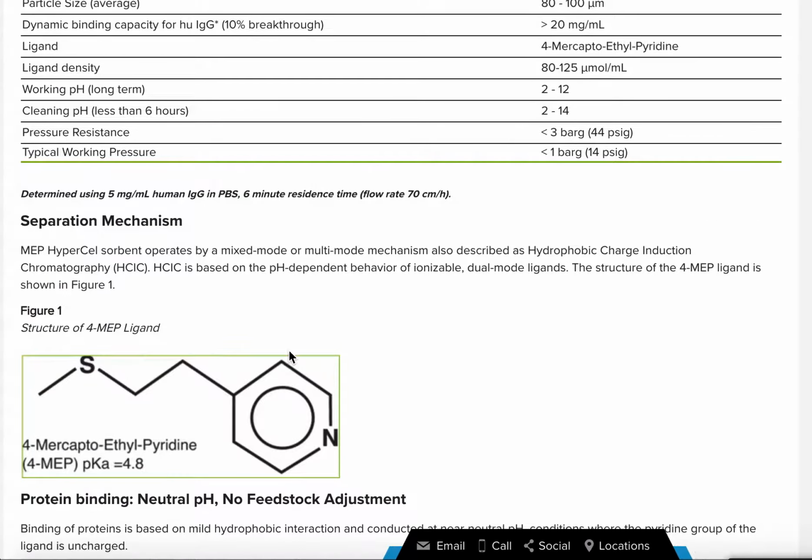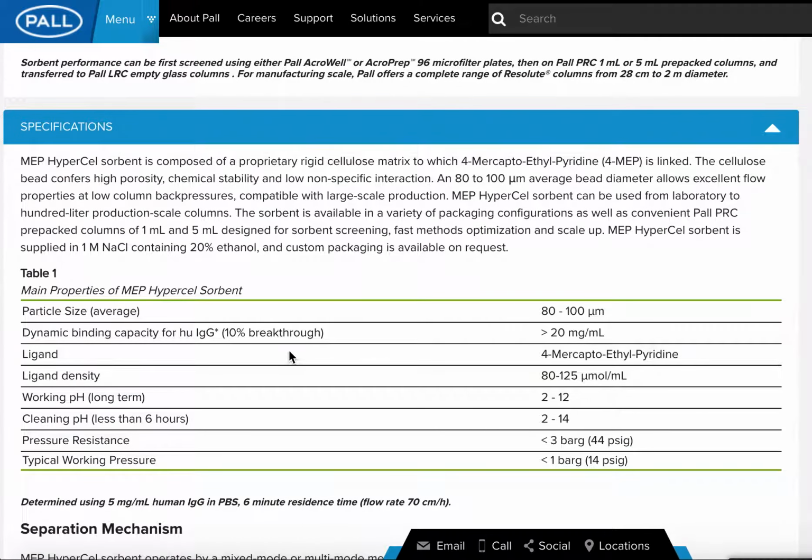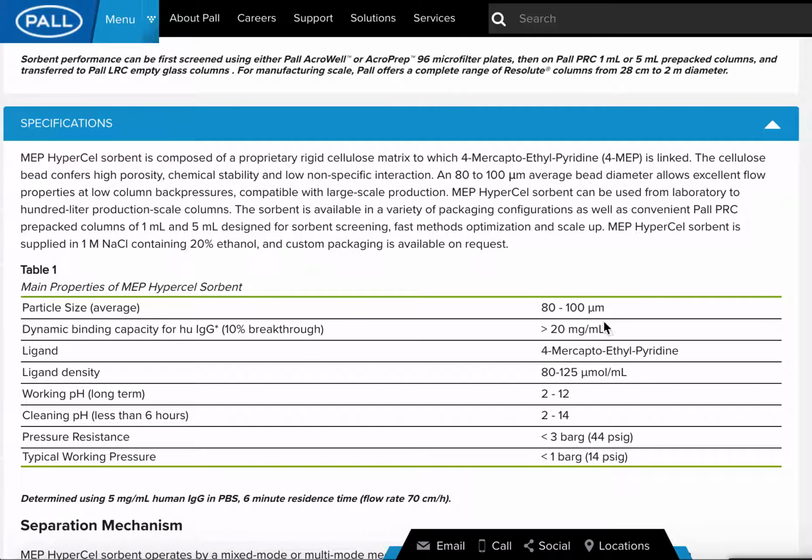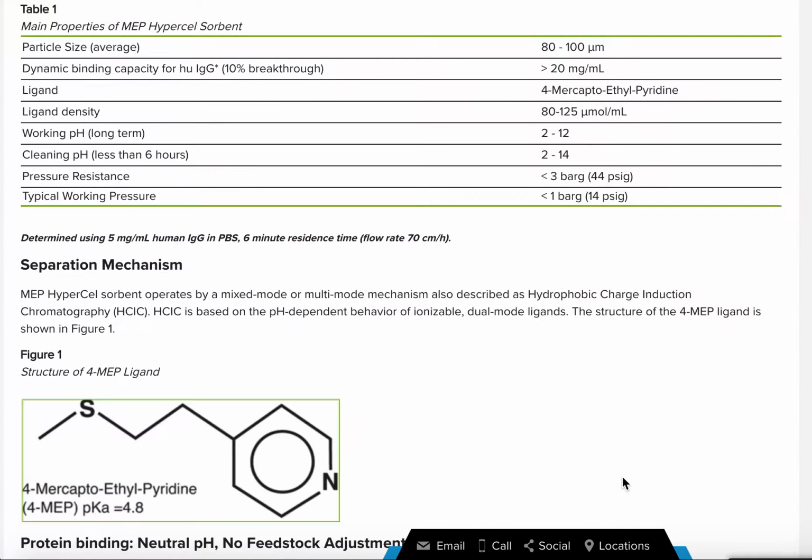Separation mechanism. Specifications: particle size 80 to 100 micrometer. Dynamic binding capacity is greater than 20 milligrams per ml for IgG. Ligand is 4-mercaptoethylpyridine, ligand density 80 to 120 micromole per ml, working pH 3 to 12, cleaning pH 2 to 14, pressure resistance 3 bar G, and typical working pressure 1 bar G, 14 psi G.